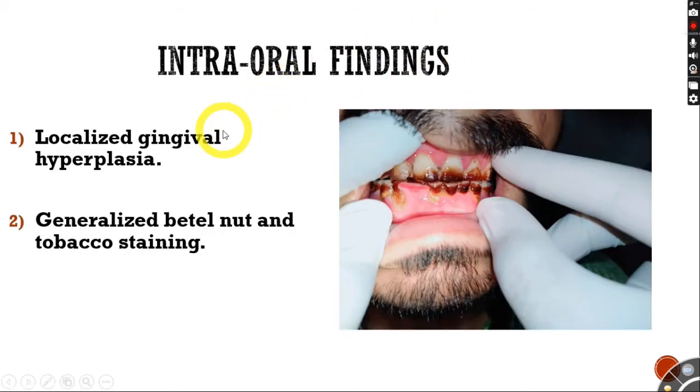Next, intraoral findings. Firstly, we found that he had localized gingival hyperplasia, as you can see in this clinical picture, over tooth number 42, that is the right lower lateral incisor. Other than that, he had generalized betel nut staining. This is because of the dye in the betel nuts, and this dye is usually of dark brown color.